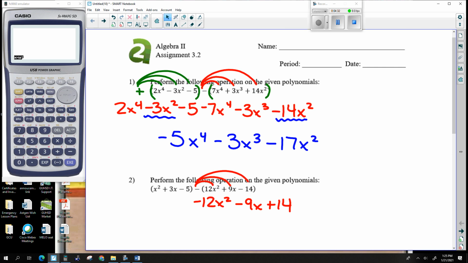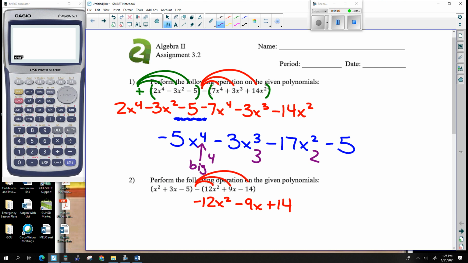Next is just regular x's. I don't have any regular x's. There are no regular x's. And then I go down to normal numbers. I have negative 5, and that's it. So the regular number is negative 5. So when I write these exponents, I start with the largest, and if the largest is 4, then I go to 3, 2, 1, which are just regular x's, and then 0, no x's. And that's your answer.